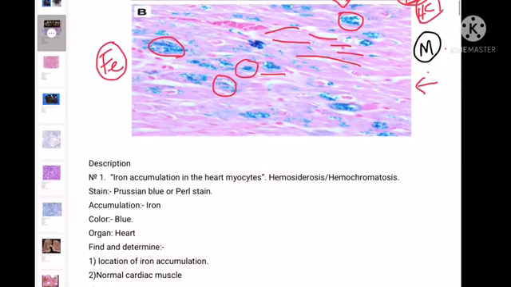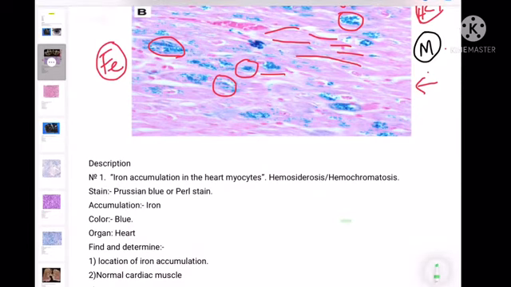In the description, they are saying this is iron accumulation in the heart myocytes, also called hemosiderosis or hemochromatosis. Usually hemochromatosis is a dangerous condition because it can cause different structural and functional abnormalities in the organ, while hemosiderosis is less likely to lead to symptoms. The stain used is Prussian blue or Perls stain. The name is blue and the appearance also blue.